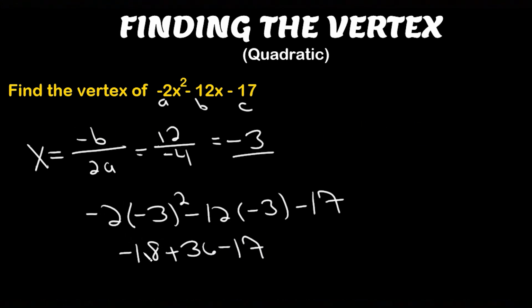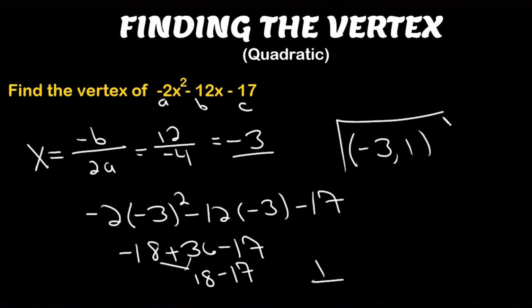Okay, so from here, negative 18 plus 36 will give you positive 18. So positive 18, then minus 17. Well, 18 minus 17 will be 1. So we end up with 1 for our y value. Now putting it all together, we get negative 3, comma 1. There is the vertex of that quadratic.